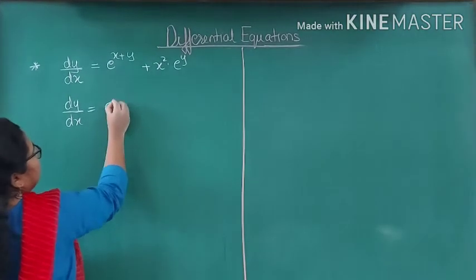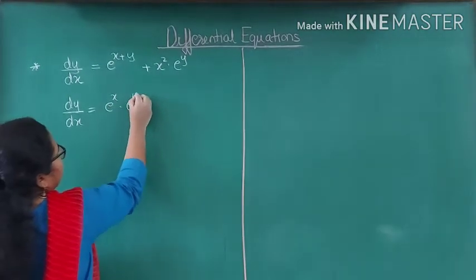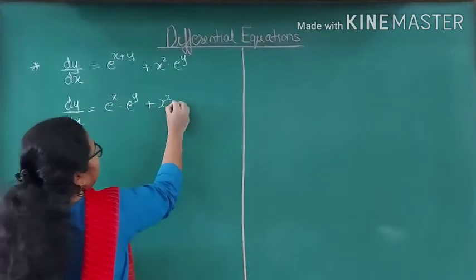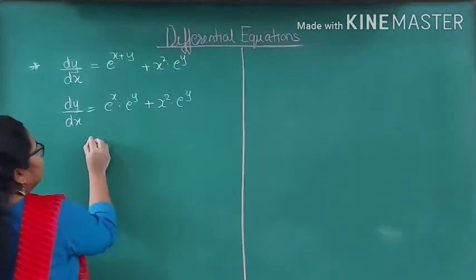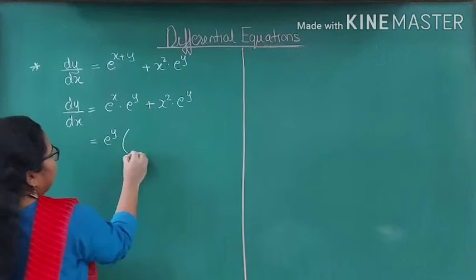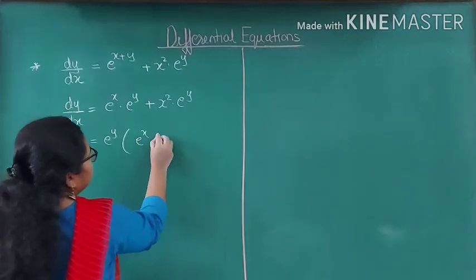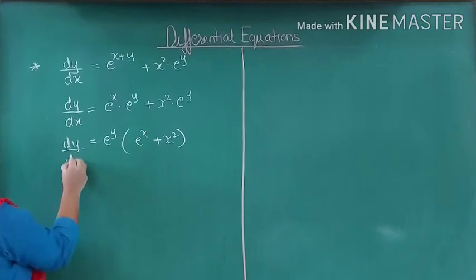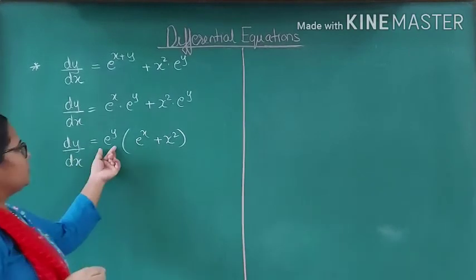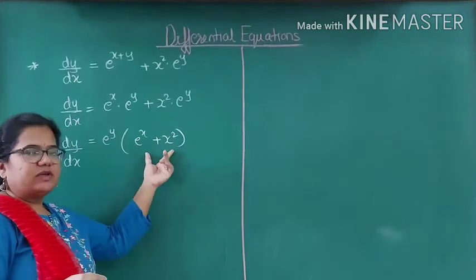What does it become? e raised to x into e raised to y plus x square into e raised to y. From these two terms we will take e raised to y common. What remains is e raised to x plus x square, and this is dy by dx. So this is your function of y and this is your function of x.